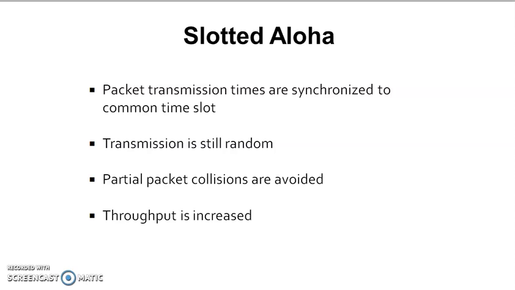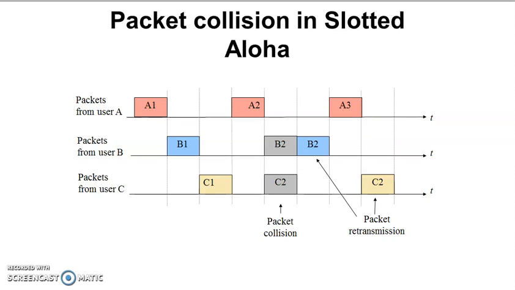So this system is still random even though we have a time slot given. In this case, partial packet collisions are avoided, and because of that the system performance increases and the throughput is increased. Each user is synchronized and begins the packet transmission at the start of a time slot whose length is equal to that of the packet.